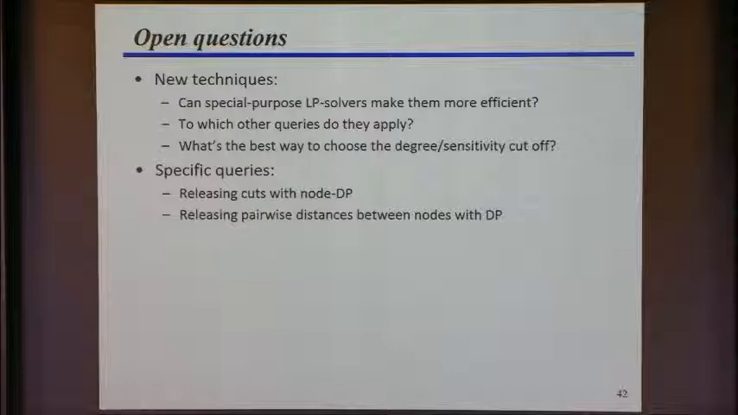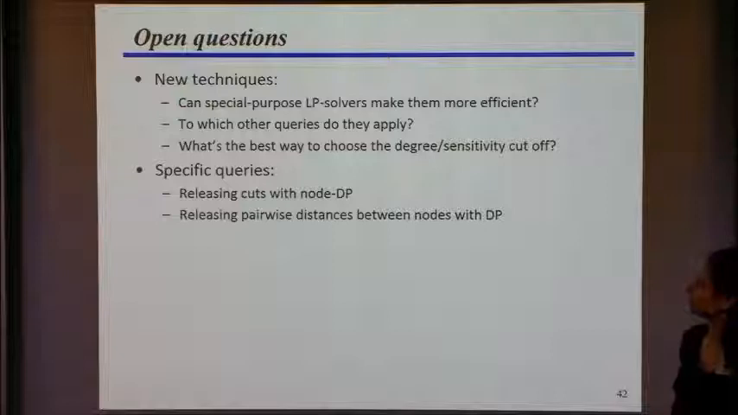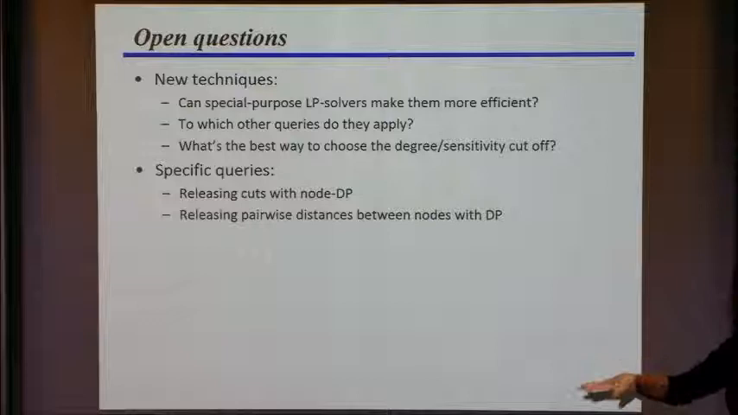Okay, so I have two slides of open problems. The first type is new techniques, with respect to what I talked about today. First question: can special purpose LP solvers make these techniques more efficient? As I said, they're not optimized in any way. He just took the off-the-shelf simplex algorithm and ran it. To which other queries do they apply? And what's the best way to choose the degree cutoff or sensitivity cutoff? As I said, I swept it under the rug. We have some way of choosing it, but it's not clear it gives the best result.